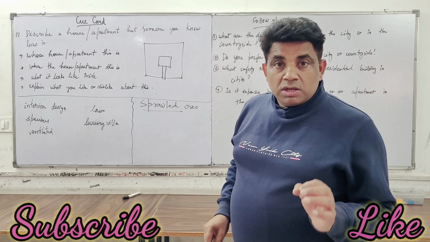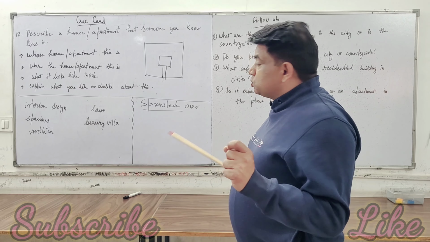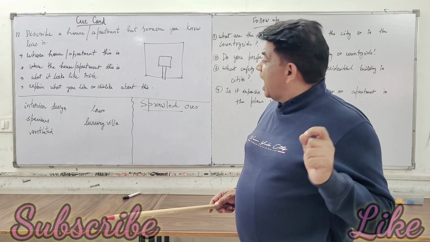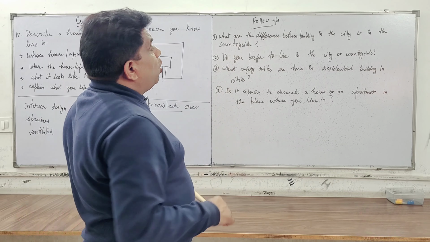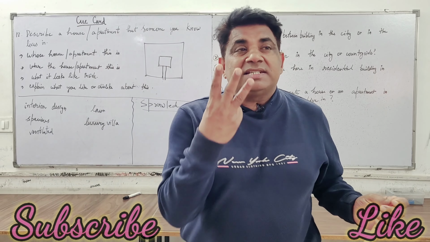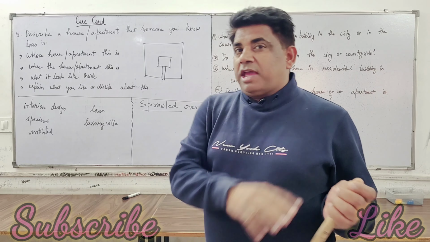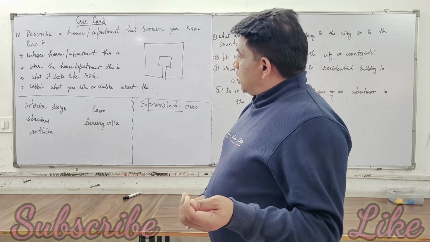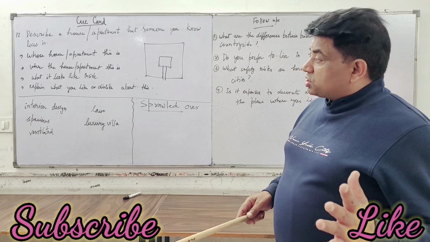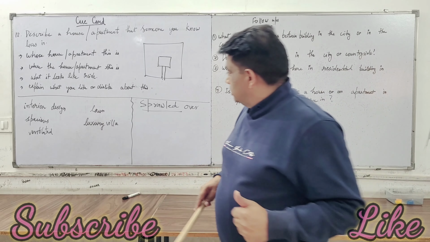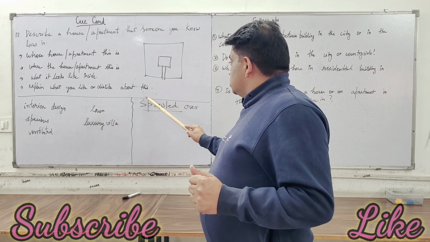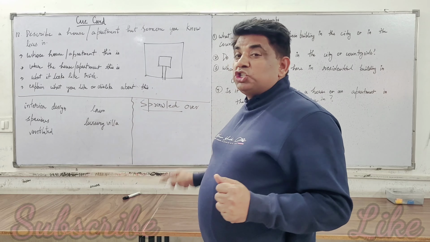Two, vocabulary which is of C1 or C2 level, and three, the follow-ups. We will discuss these three things. I think that we should start with the vocabulary. Okay. First one is sprawled over.